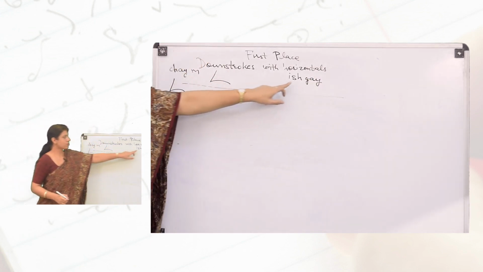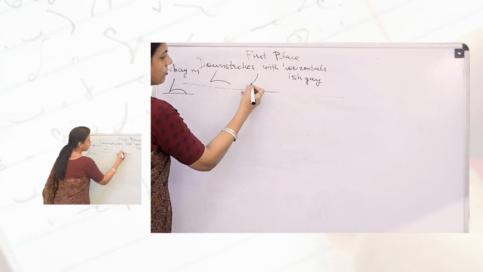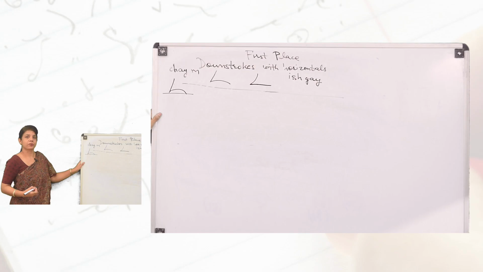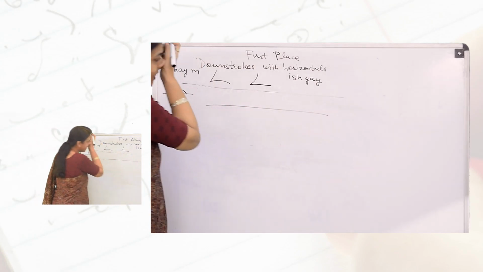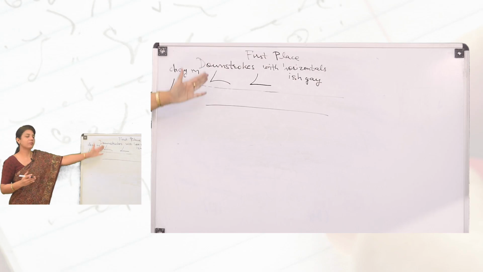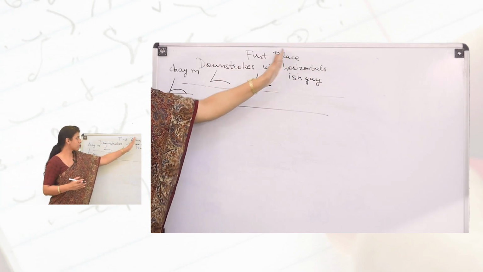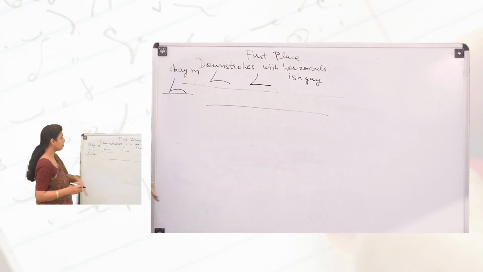Ish is a downstroke, Ge is a horizontal. First place, Ish above the line, Ge is left to right. So in this case, both the consonants will be above the line. If we are joining downstroke with horizontal at first place, both the consonants will always be above the line. Okay, let's take one or two more examples.